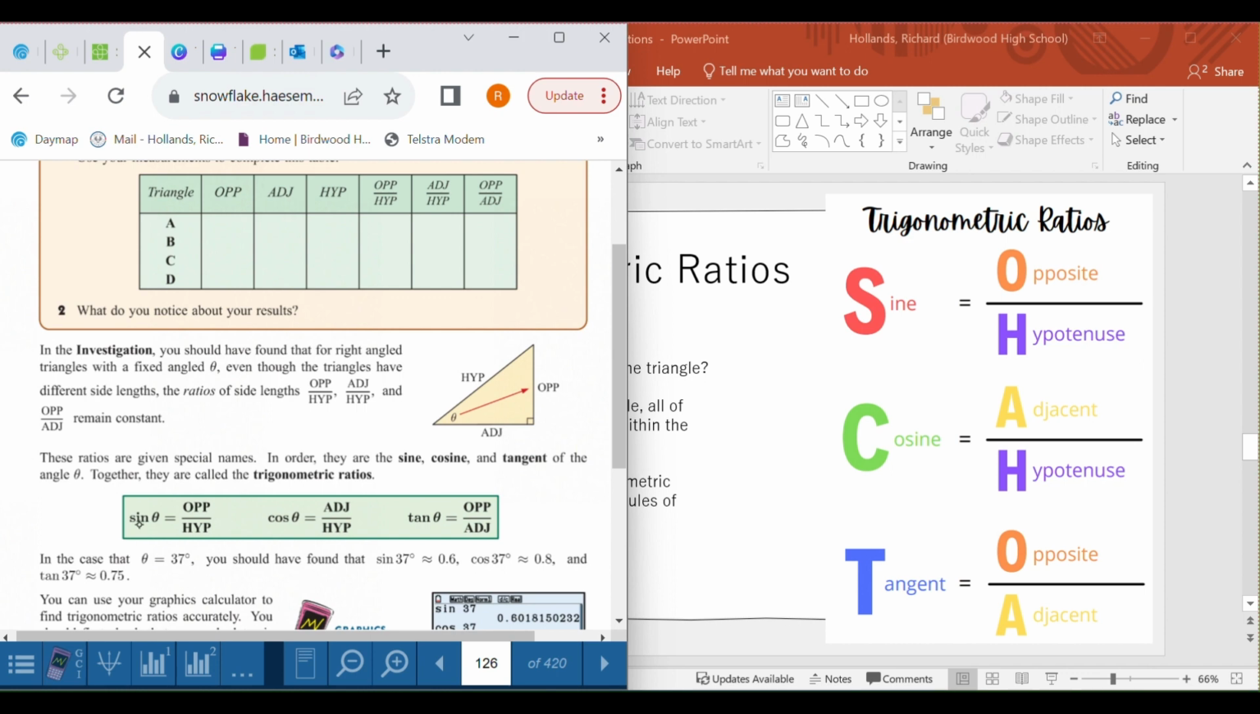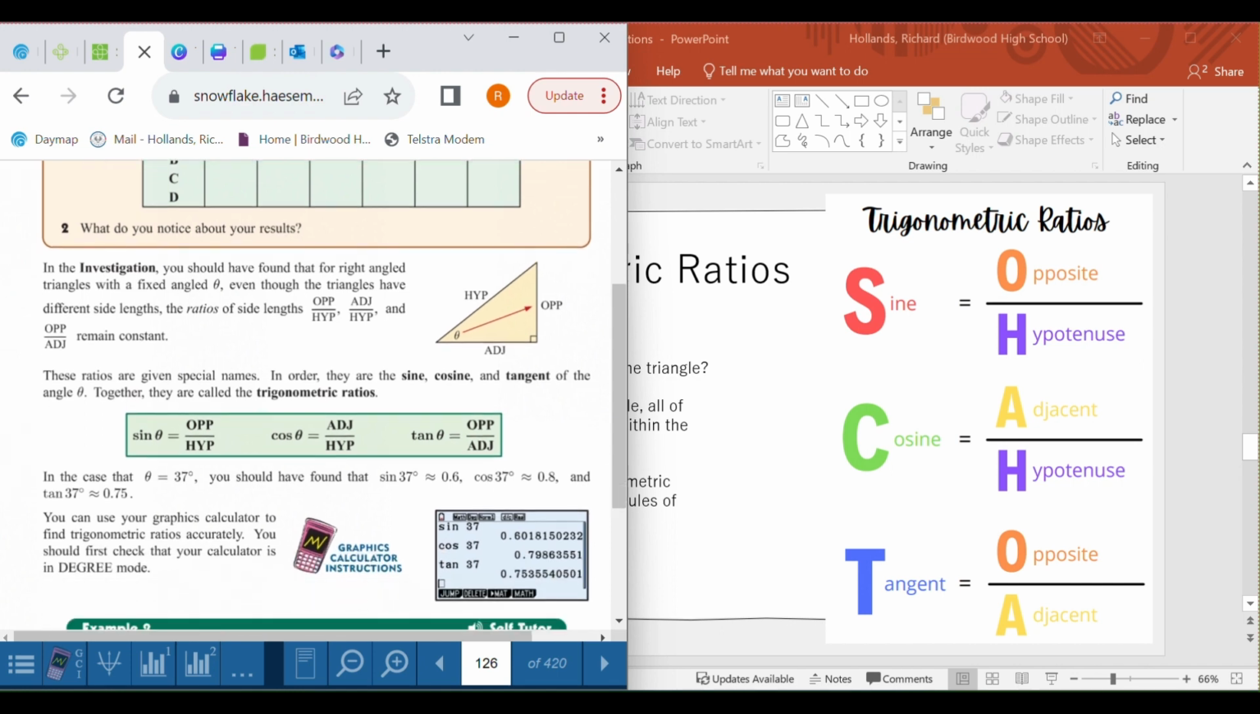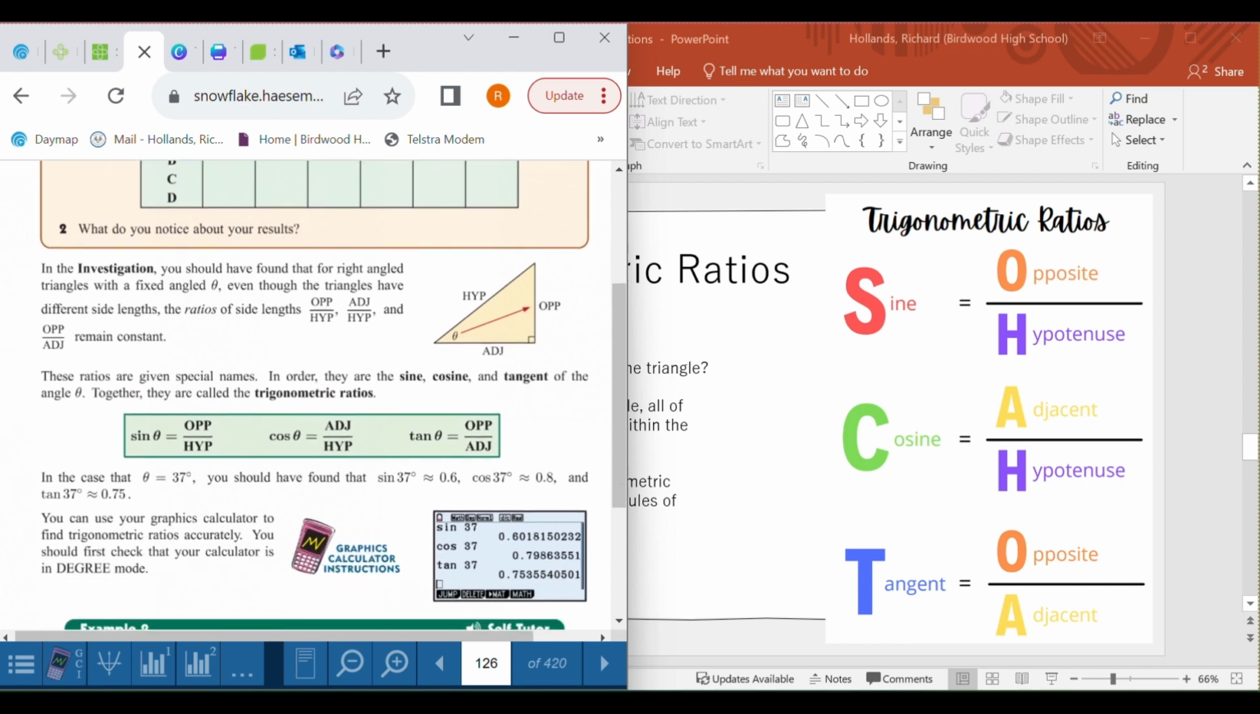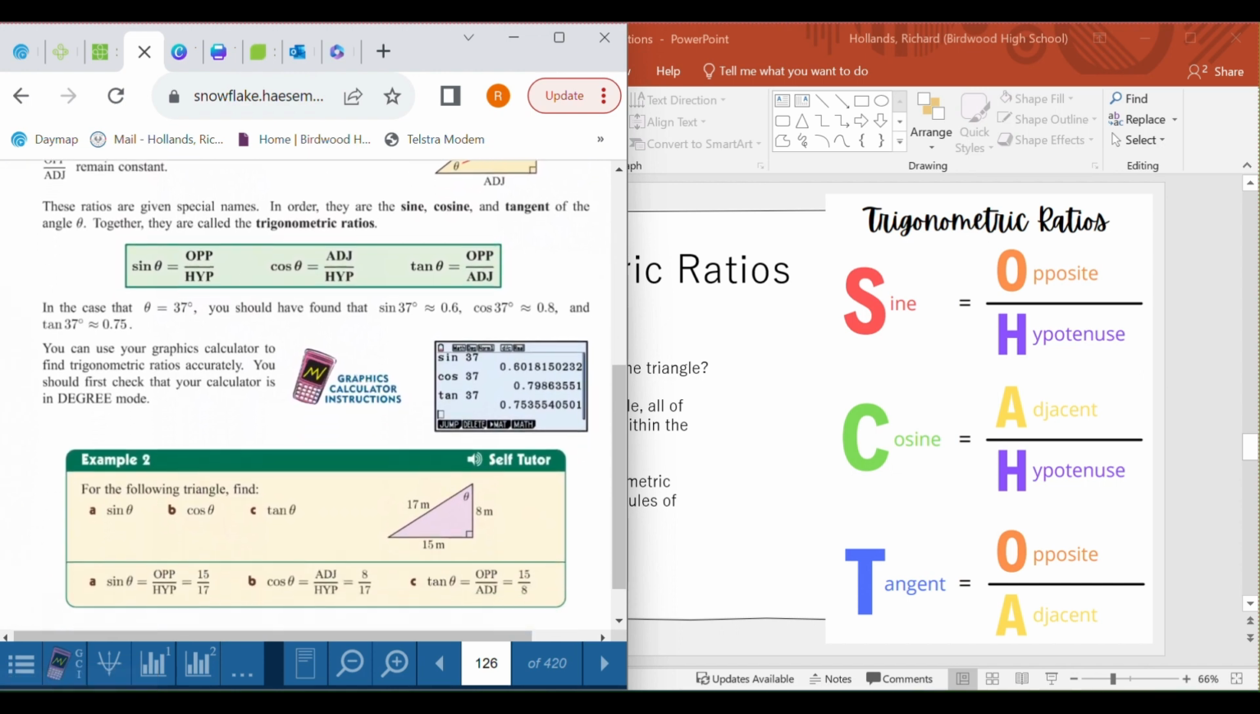These are what we call the trigonometric ratios. So there are 3 of them: sine, cosine, and tangent. But they are just abbreviated here to sin, cos, and tan. I'll refer to them as sine, cosine, and tan moving forward. So in that case, when we have an angle of 37 degrees, you should find that sine 37 approximately equals 0.6, cosine 37 equals approximately 0.8, and tan 37 equals approximately 0.75.